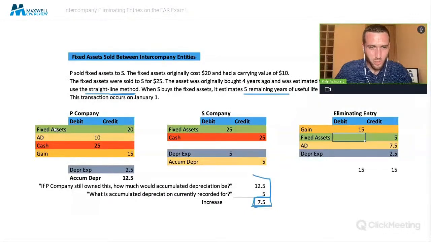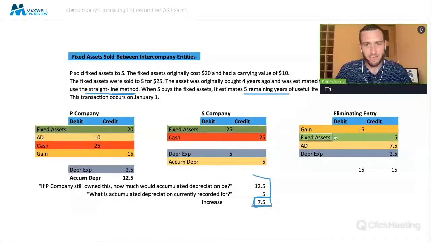So let me talk through this journal entry again, now that you can actually see it. We were initially recording the fixed asset for 20, but then we wrote it up to 25 here. Since we wrote it up by $5, we're going to have to decrease it by $5. So that's where this credit to the fixed assets comes into play. The cash we do nothing with.